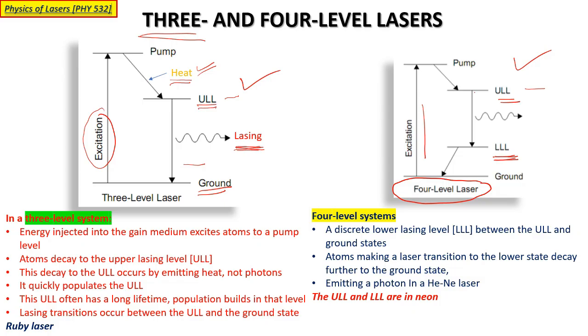From here it decays to the LLL, and it emits the photon in the form of a laser. And further from the LLL, the lower lasing level, after a while it decays to the ground. So that is why, as compared to a 3-level laser, a 4-level laser doesn't need very high energy. This is one of the reasons. So you can operate it continuously.